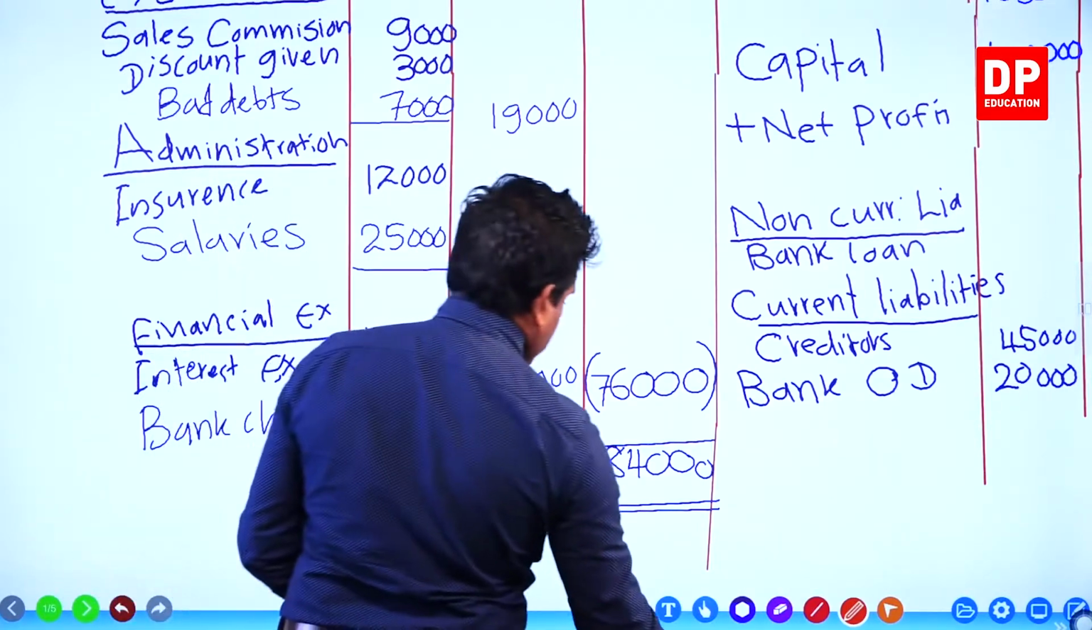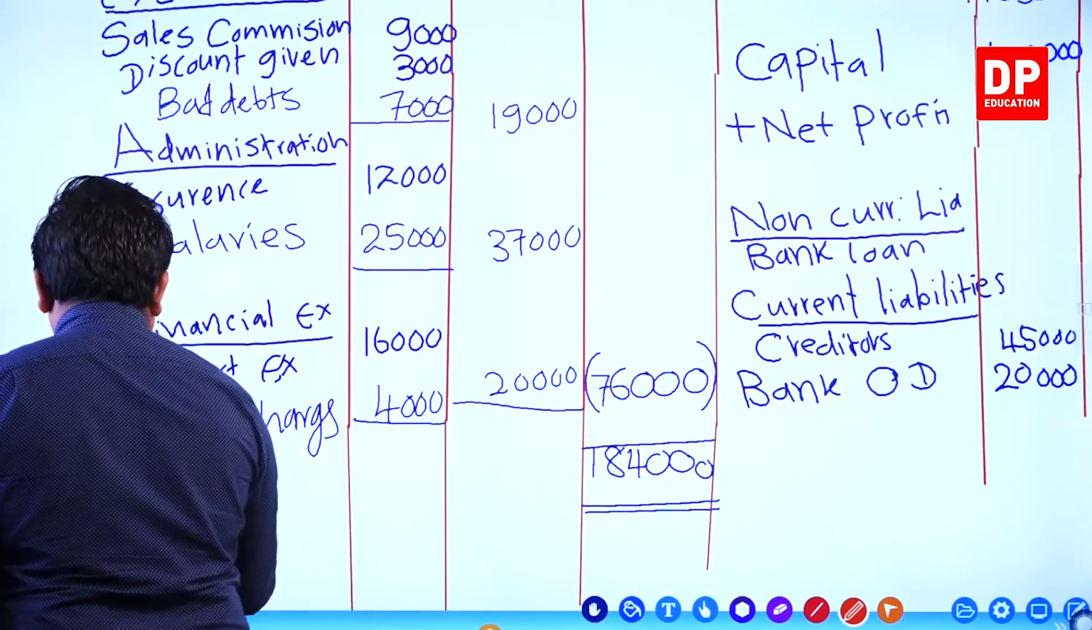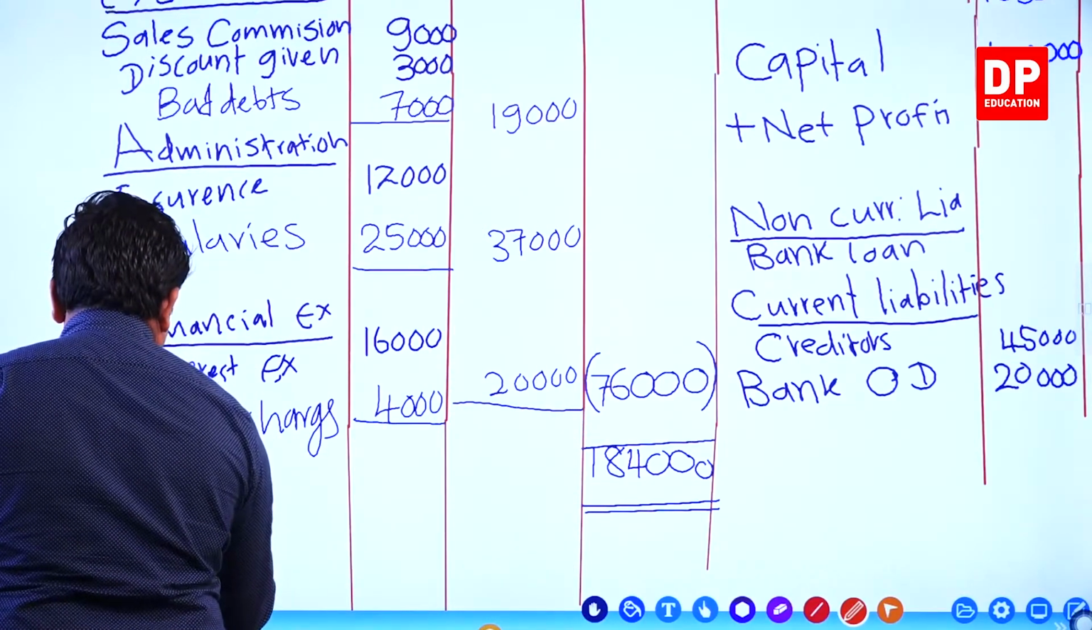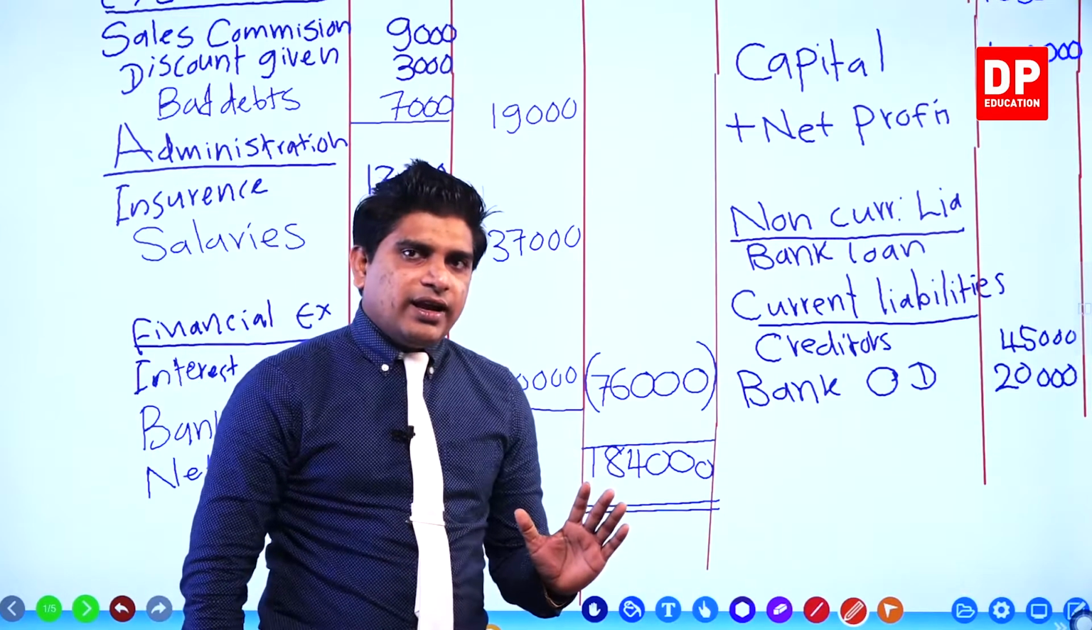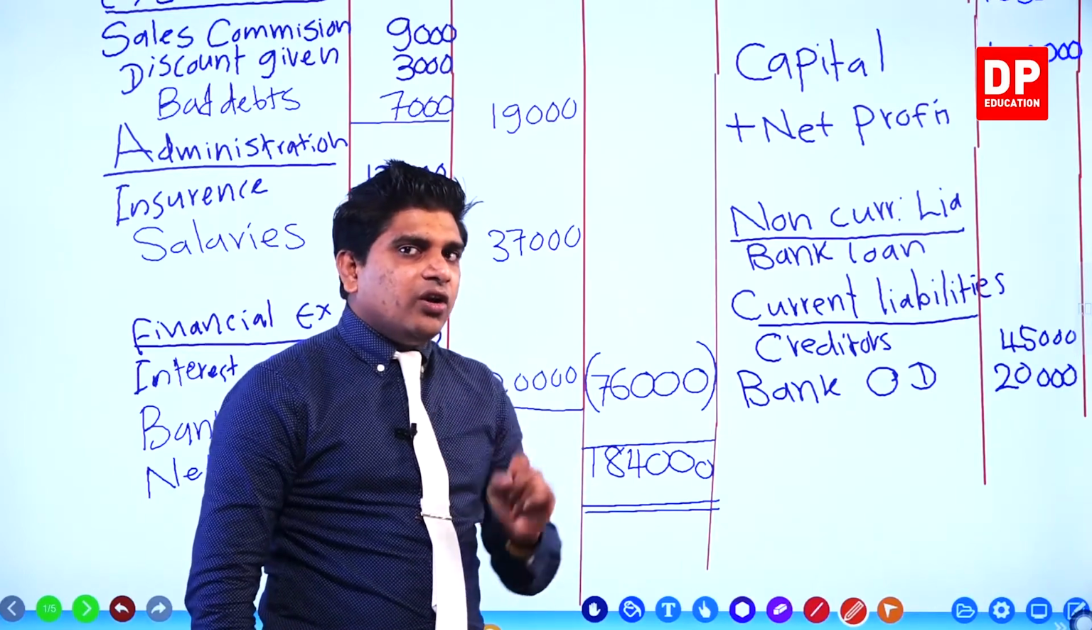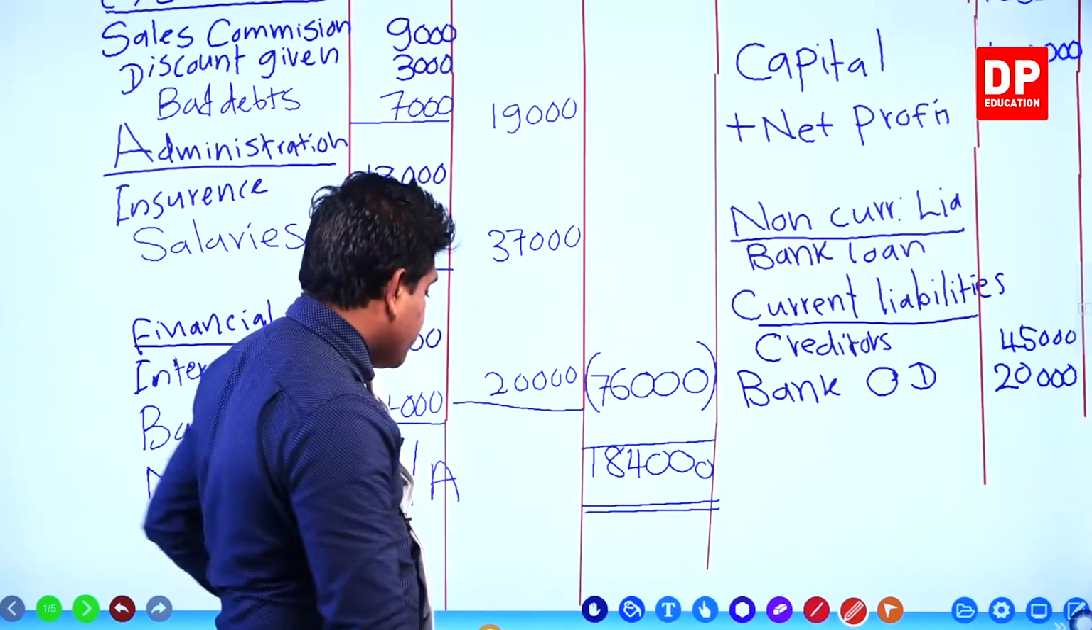Net profit carried to capital account. You must mention net profit carried to capital account. You can use C for carried, capital, and A for account, like this. You must mention that, right? You can earn half a mark in your O-level exam only for these words.